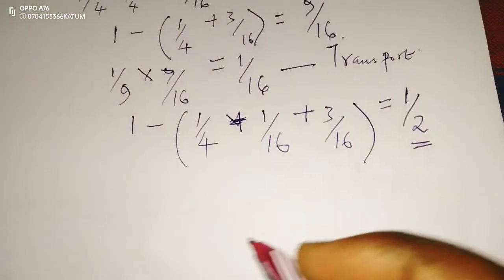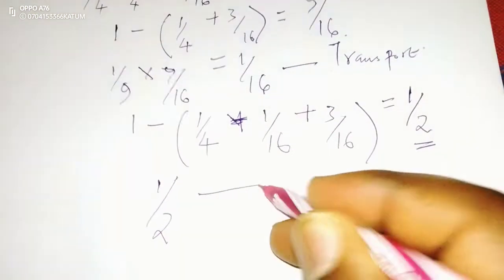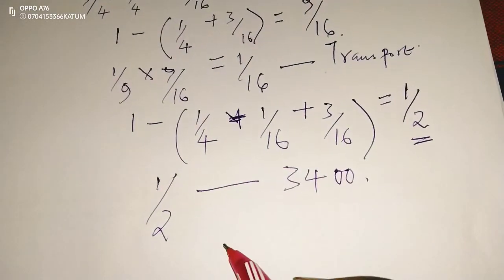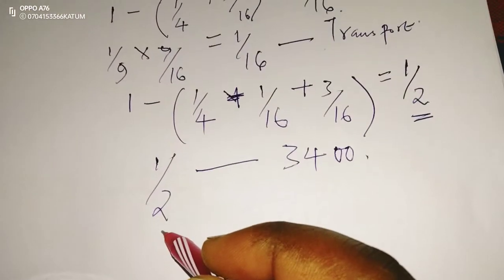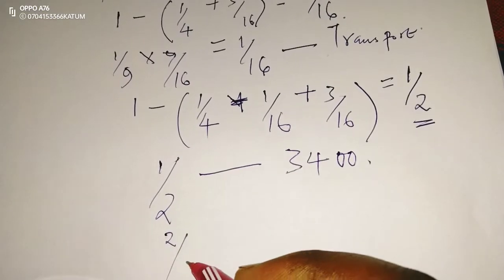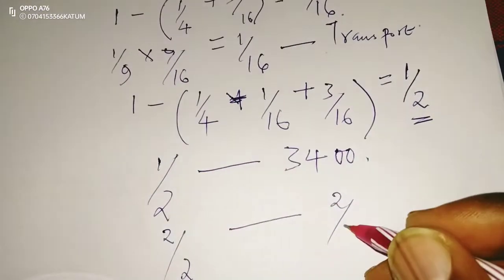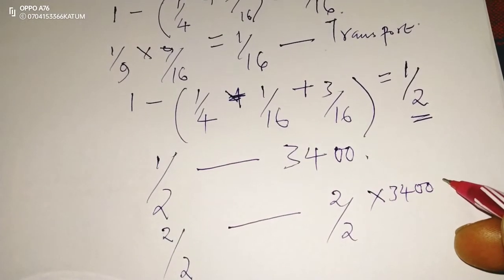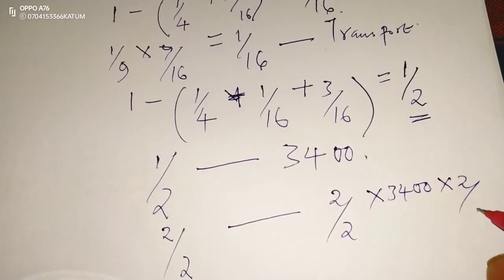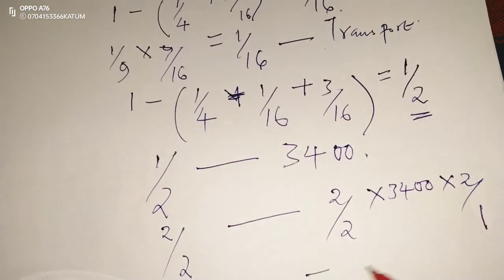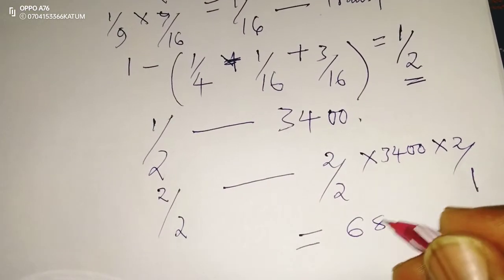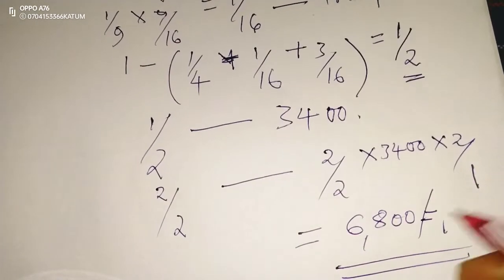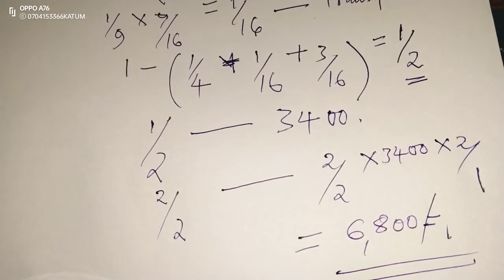So if the final remainder, which is half, is equal to 3,400, then we can calculate the total amount, which is 2 out of 2. So 3,400 divided by half, which means times 2 out of 1, is going to give us 6,800 Kenya shillings. So this is the total amount of money Anthony had.